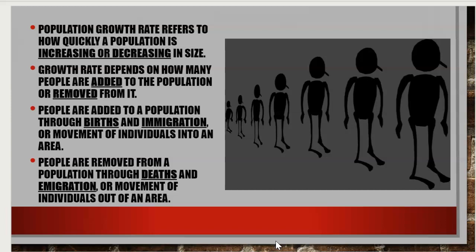People are removed from the population through death and also through emigration. Notice that's pronounced the same way, but this emigration is when people move out of an area. So let's say that I decided to move to New York City tomorrow. I would be immigrating to New York City. So I would be an immigrant in New York, but I would also be an emigrant from South Carolina.